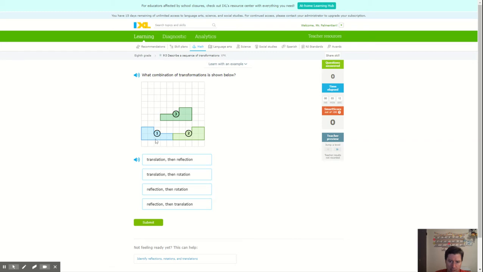Now, if you look at it, translation is where you slide it. It doesn't change its orientation, meaning it doesn't flip. So this is definitely not a slide. This is more like it flipped, like this, called a mirror image. That's what it did. It took a mirror image. So it did a reflection.